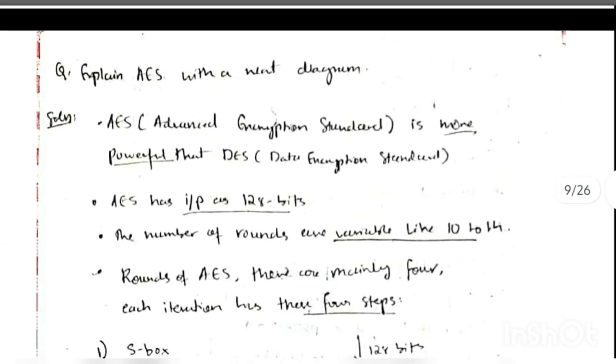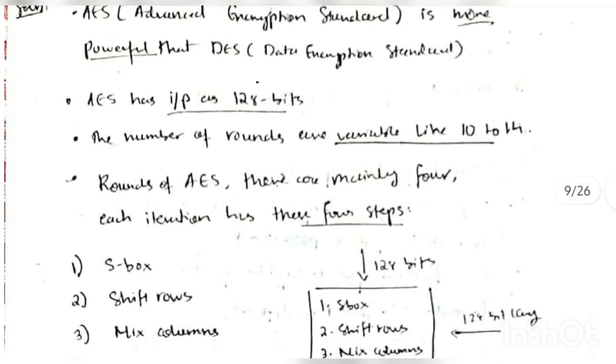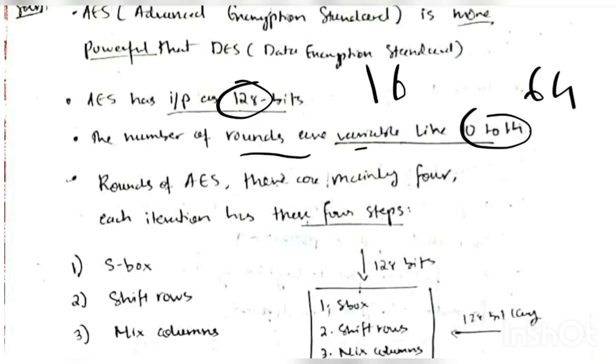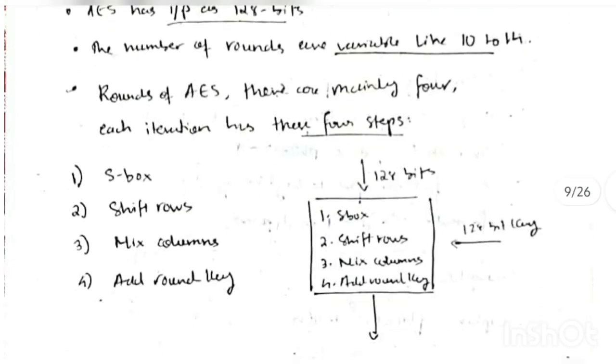AES, what we have, advanced encryption standard. Here it's more powerful than the DES. The first thing is the input is 128 bits. Previously it was 64, and the number of rounds was 16. Here it is 10 to 14. It's variable.